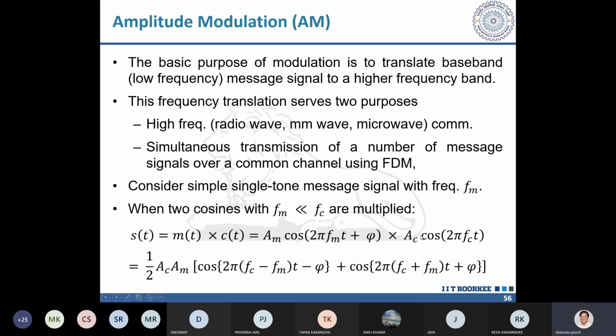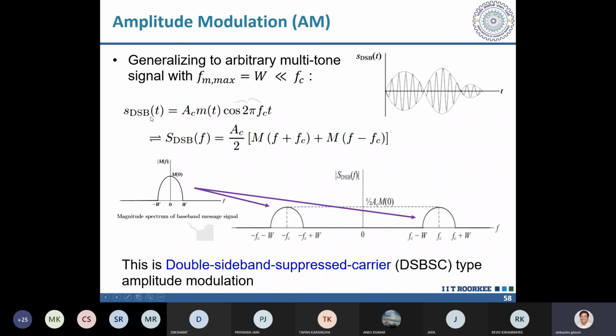Okay, if I see here, what is my modulated signal? My carrier signal was Ac cos 2πfct. After modulation, my signal becomes Ac m(t) cos 2πfct. So basically the amplitude of my carrier is now modulated by the message signal m(t). Modulated means it is changed, modified by the message signal.